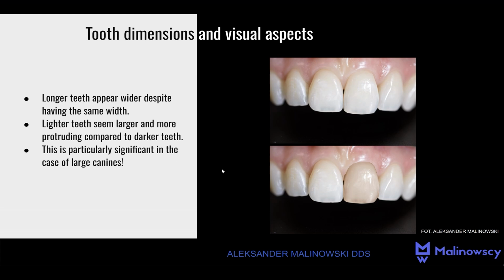Lighter teeth seem larger and more protruding compared to the darker teeth. So it's significant for large canines, where the perception of the size and positioning can greatly affect the overall appearance of the smile. So when we have big canines, we should consider making them a little bit darker. When we are forced to make big canines due to occlusal factors, for example, we should consider making them darker.